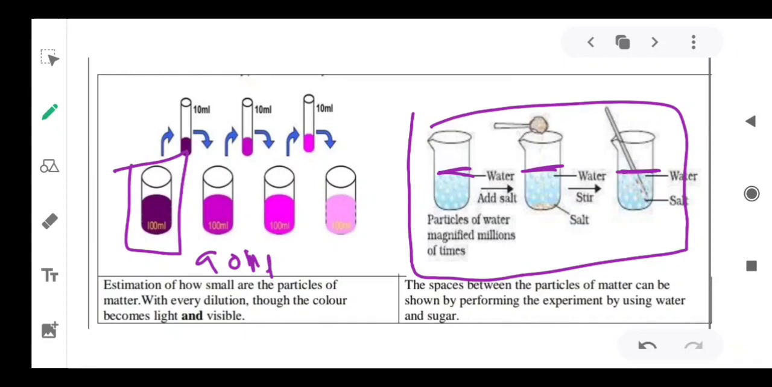So, we can observe the change of color. It is becoming lighter. So, this is an estimation of how small the particles of matter are. With every dilution, the color becomes lighter, but is still visible.